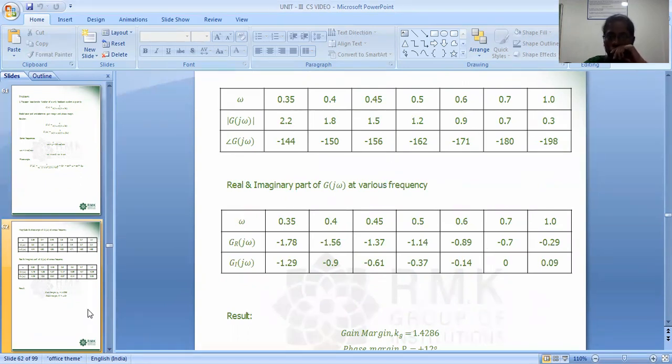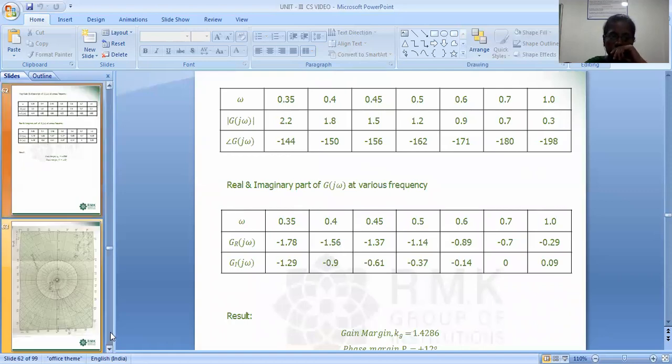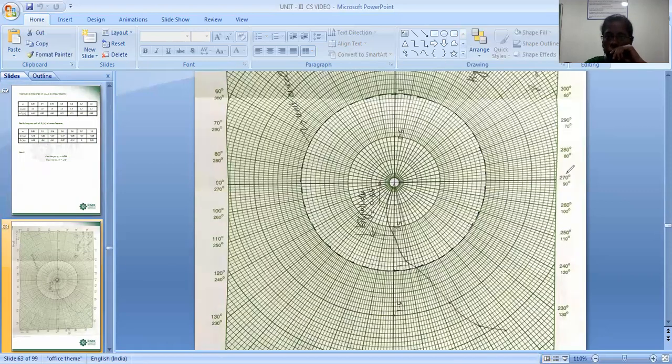After plotting all the points here, we have to join all the points with a free hand so that we get a curve like this. So this is actually our polar graph, the polar curve. After marking all the points, just join all the points with a free hand so that we will get the polar curve.